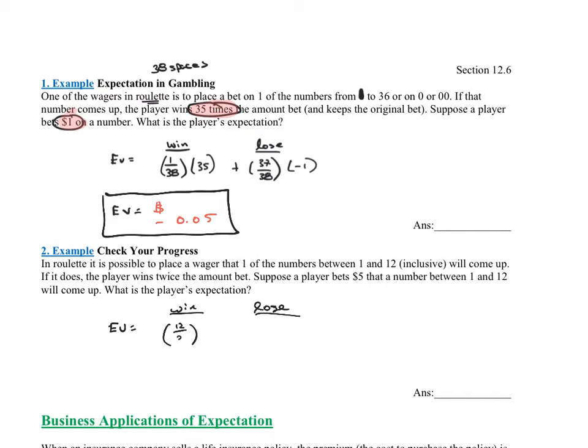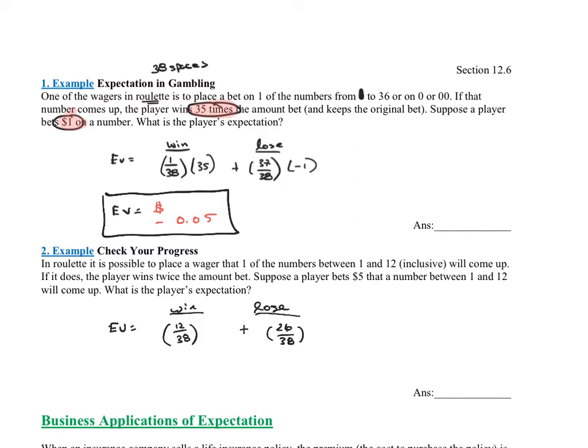And again, in a roulette wheel, there's 38 total spaces. So if 12 over 38 is what I can win, all the remaining is the probability that I lose. So 38 minus 12, that's 26. So that'd be 26 out of 38 spaces I would lose. 12 of the 38 I'd win, 26 out of the 38 I'd lose.